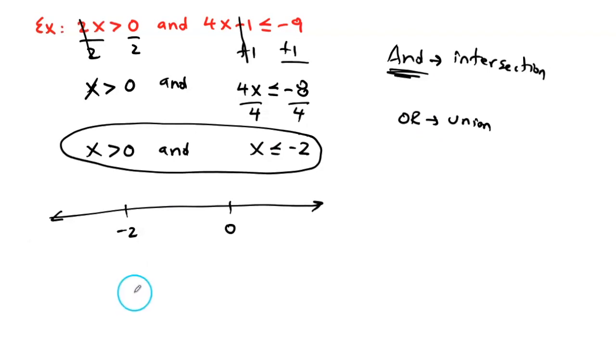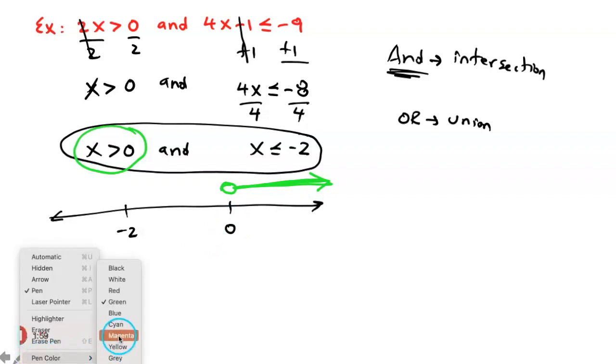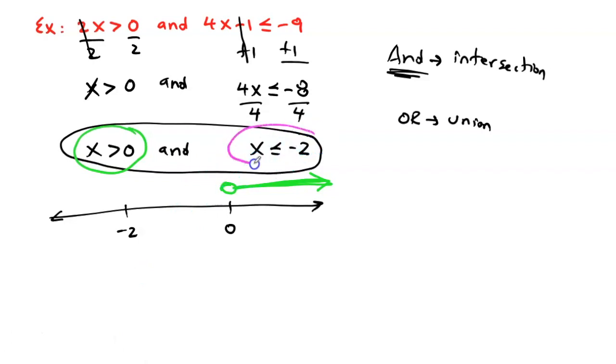So let's do one with green. Start here. x is greater than 0. So I'm going to go to 0, I'm going to put it on the top, greater to the right. All right, let's change the color, and let's do magenta, for example. And let's do the second inequality. x is less than or equal to -2. So I go to -2 and it's going to be a solid dot. Less than or equal to the left.